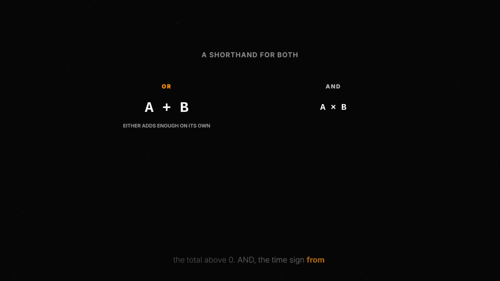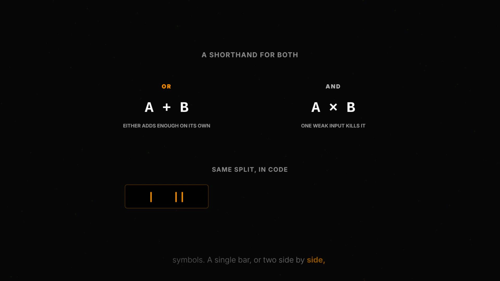And the times sign from before needed everything multiplied together to survive. Multiply by zero anywhere in the chain, and you kill the whole result. Code uses the exact same split, just with different symbols. A single bar or two side by side means OR. A single ampersand or two side by side means AND.